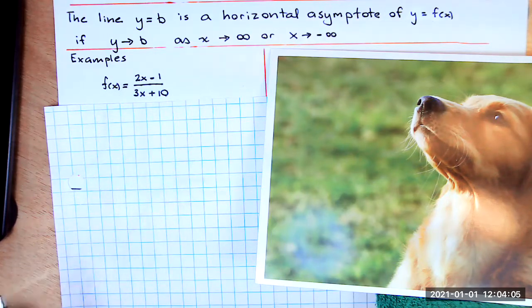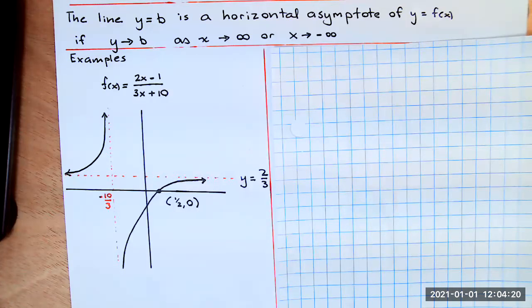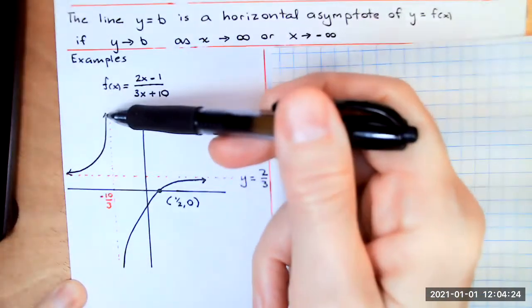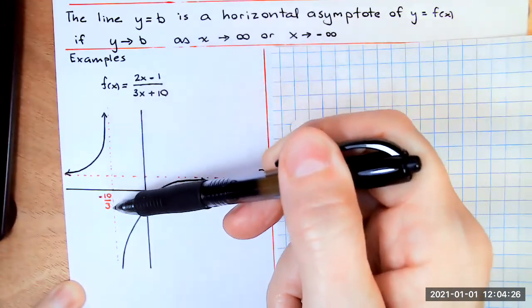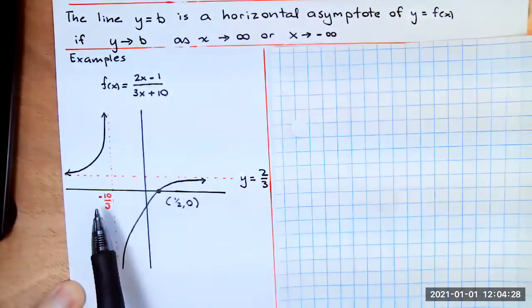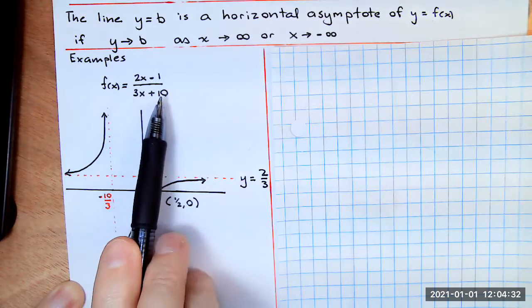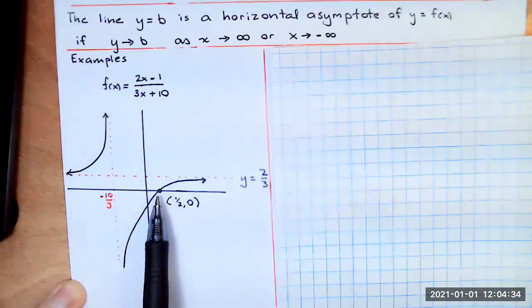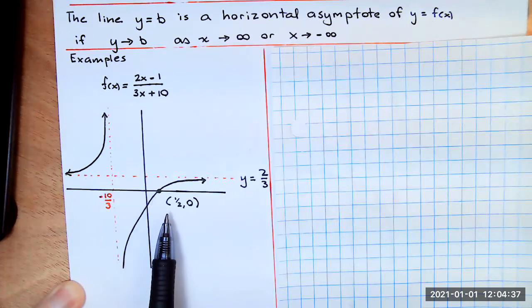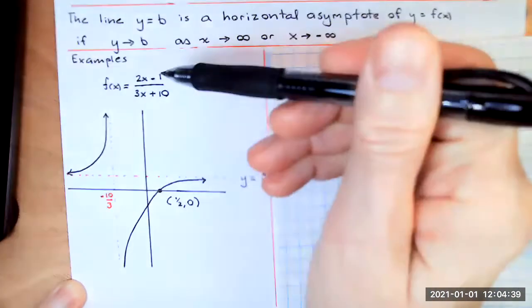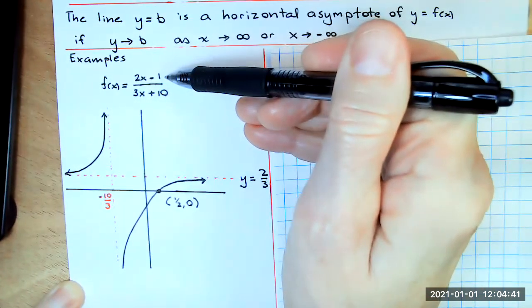Now let's look at the graph. So just like we predicted, the function has a vertical asymptote at x equals negative 10 over 3, which is where the denominator equals 0. And it crosses the x-axis at x equals 1/2, which is where the numerator is equal to 0.